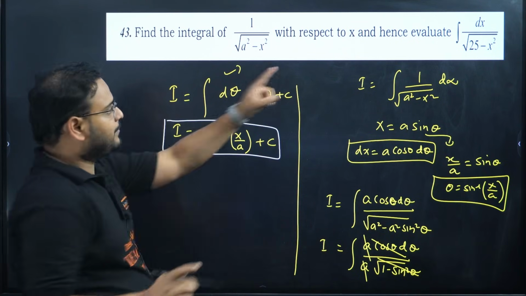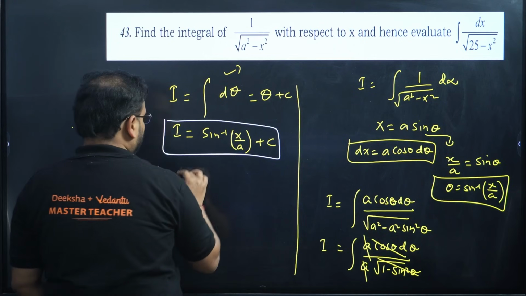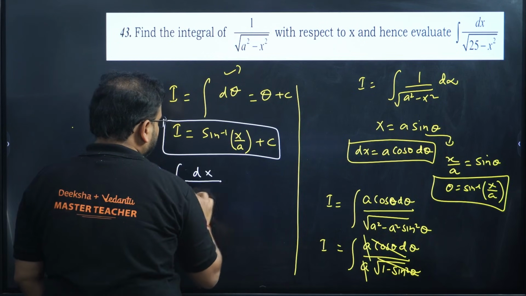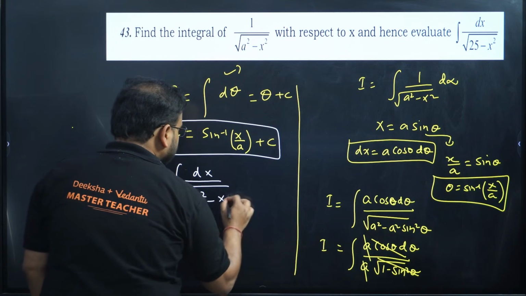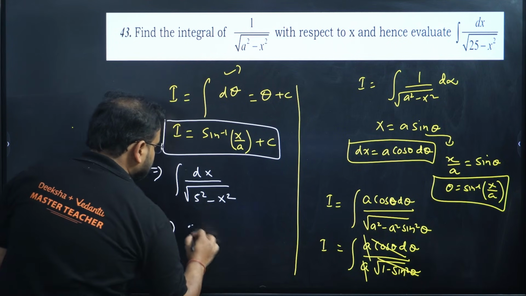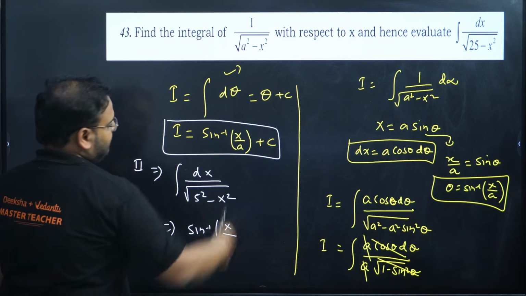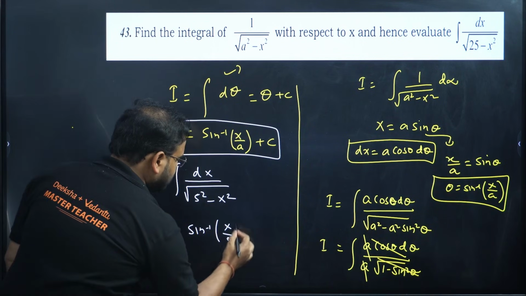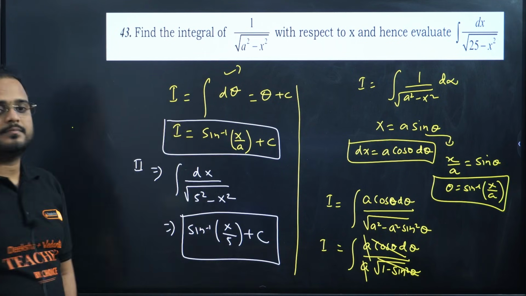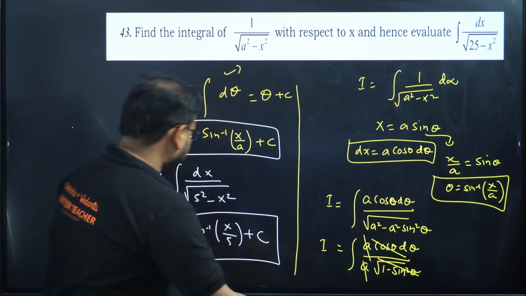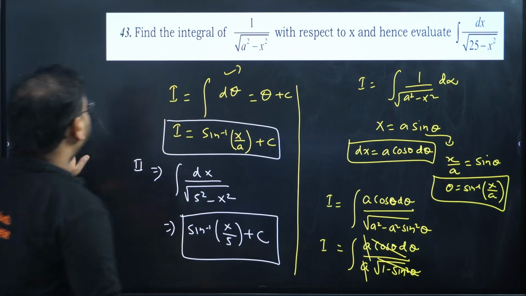Now we're looking for the second part. Evaluate that, part 2. Evaluate dx upon, let's write in the same form, 25 is nothing but 5 square minus x square. What is the answer going to be? Sine inverse of x. Compare these two. X by a means x by 5, plus c. That's your answer. Sine inverse of x by 5 plus c. Please check. Okay, fair enough, clear.